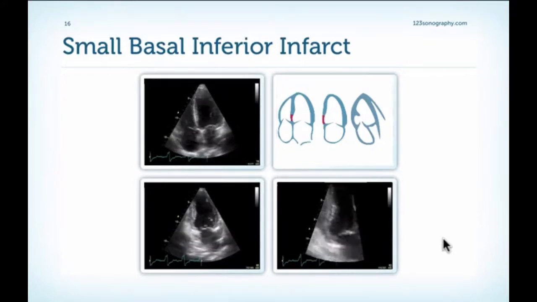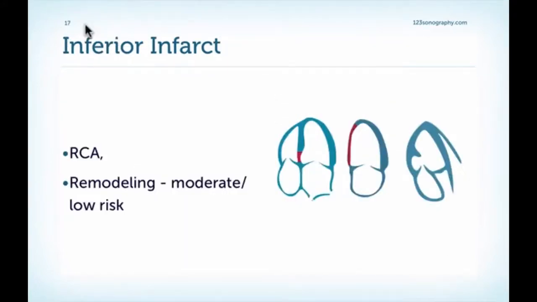The next example of an inferior infarct is one which is slightly larger than the one you saw previously. It's also caused by occlusion of the right coronary artery, and since it's still very small, in general it also has a very low risk of remodeling. We have the basal inferior septum and the basal and mid-inferior segments involved. So we have more involvement of the inferior wall and sometimes also a bit more involvement of the inferior septum.